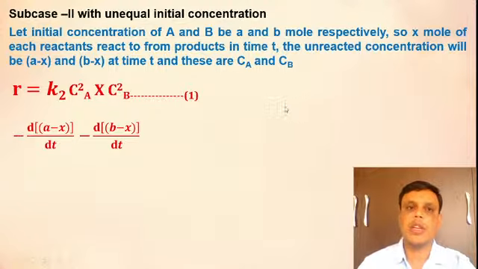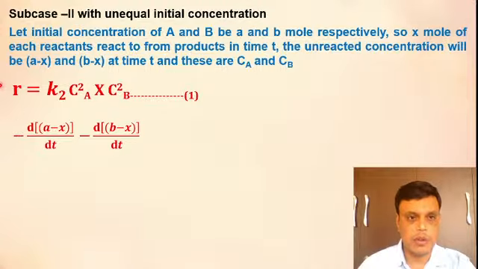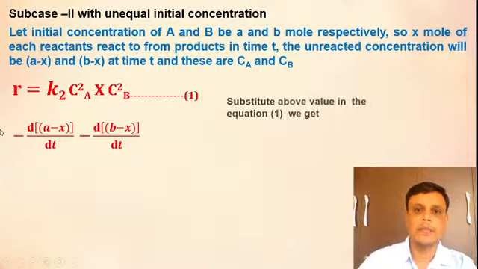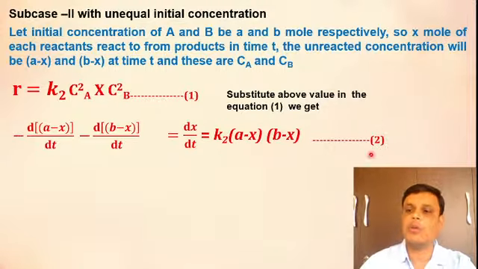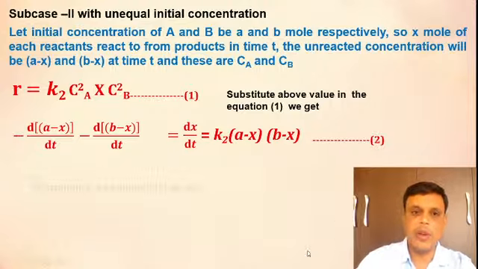Now we'll put these values in equation 1. So minus d of (a minus x) by dt, minus d of (b minus x) by dt, which gives dx by dt equal to K2 into (a minus x) into (b minus x), where Ca is a minus x and Cb is b minus x. We will get equation number 2, and now we will rearrange it.